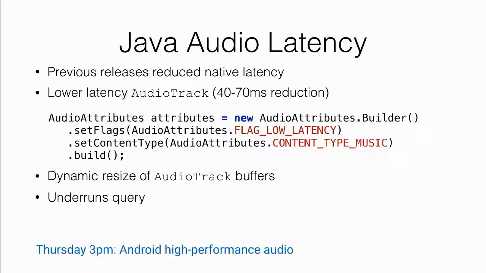There's also a couple new APIs that you can use to improve the playback. You can count the number of underruns that happen while you're playing your media back. And you can also dynamically resize your buffers to take action when there are too many underruns. If you want to know more about it, especially if you want to know how to use the underlying native APIs to reduce your latency even further, you can go to the talk on Thursday at 3 p.m.